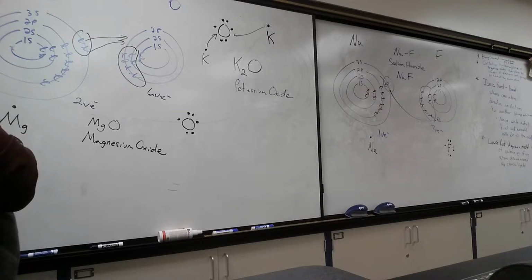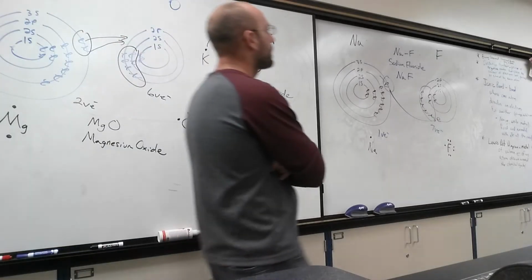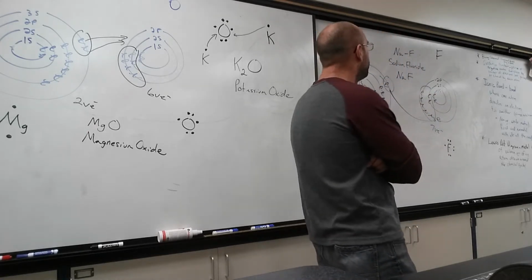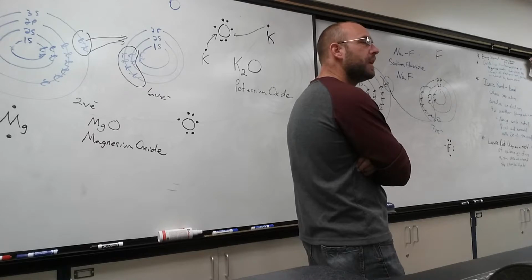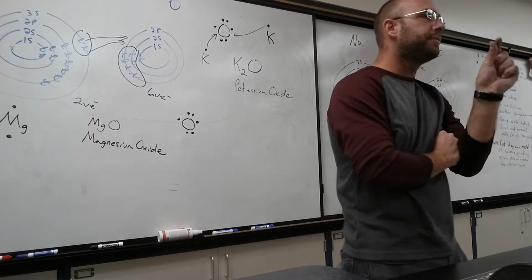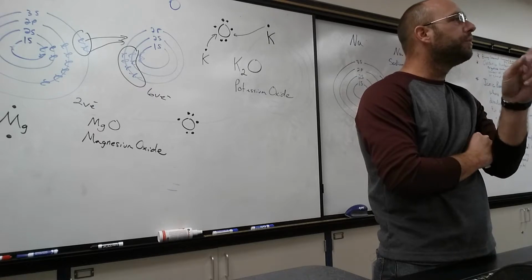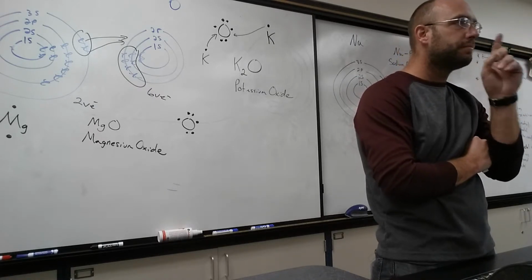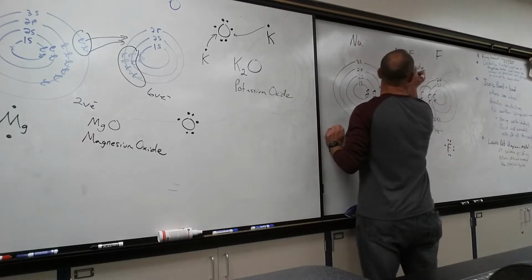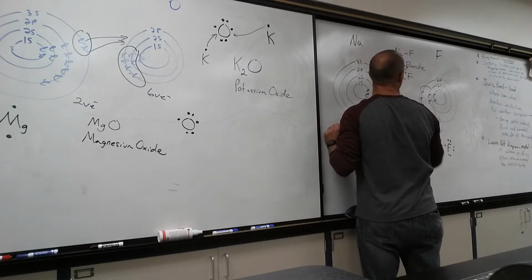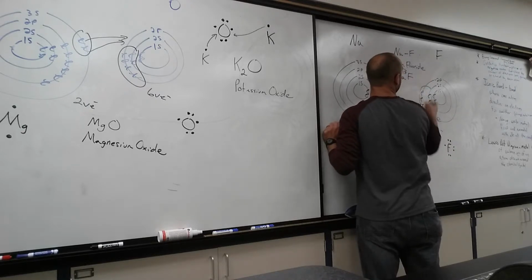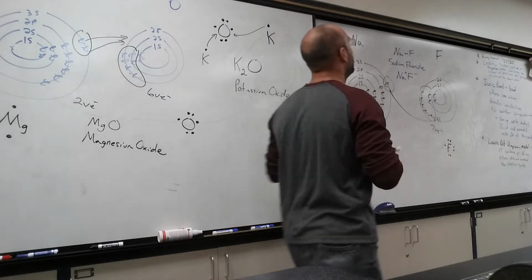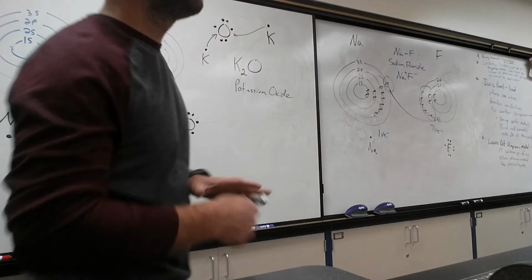Now let's start with sodium and fluorine. Sodium fluoride here. What happened to sodium in this bond? It lost an electron. Now this is where it gets a little bit confusing. Just gotta be careful. Electrons are negative, right? If I lose a negative, I become positive. So this is Na plus. Fluorine is gaining an electron, so it is minus. Na plus, F minus.